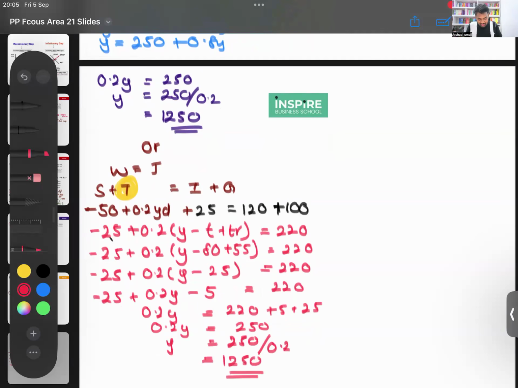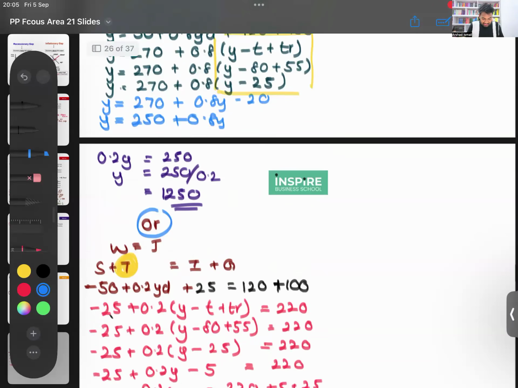Right? That is W equals J. So this is the alternative answer that you can get: either Y equals Z or W equals J. I will recommend you learn W equals J also, because what if in your paper they ask you to calculate equilibrium using the W equals J approach? Then you have to do only that. So be careful. Right. Then that is done.